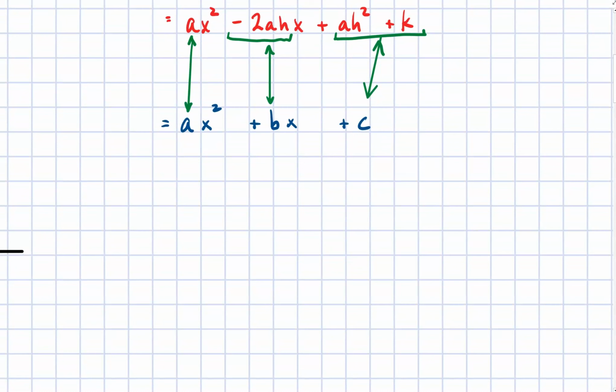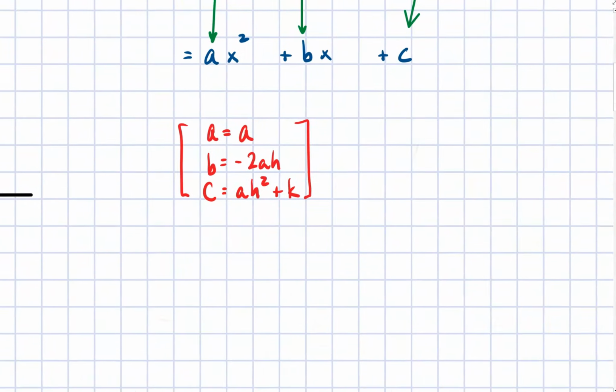And effectively what we've shown is a shortcut formula, if you will, to convert from vertex form into standard form. Here's what I mean by that. According to this statement right here, I know that a in standard form is the same as a in vertex form. I know that b in standard form is actually equal to negative 2ah in vertex form. And I know that c is equal to ah squared plus k.